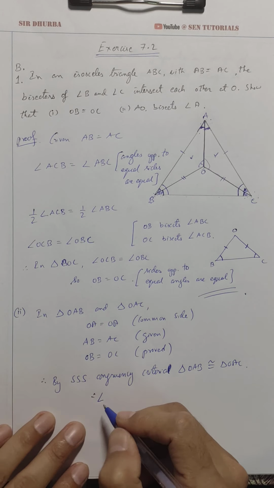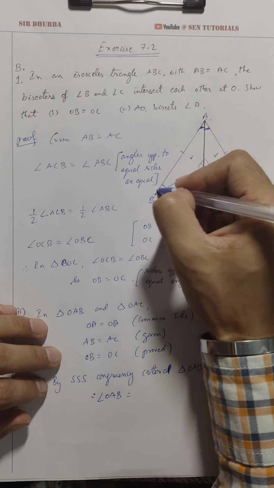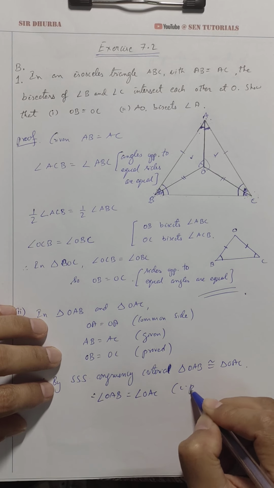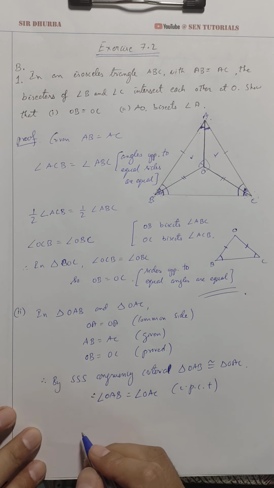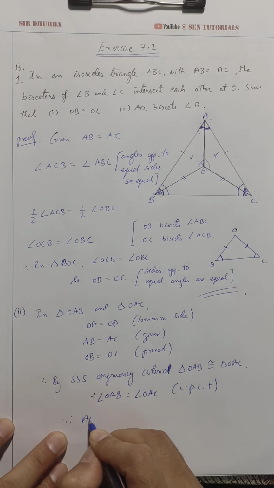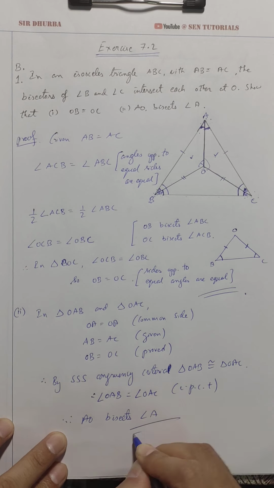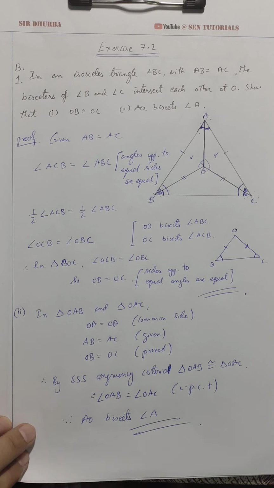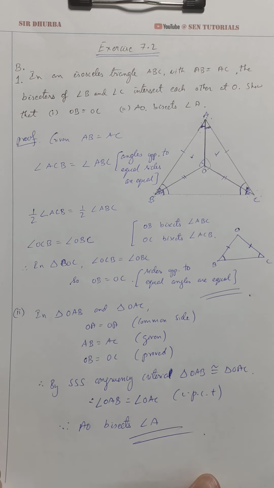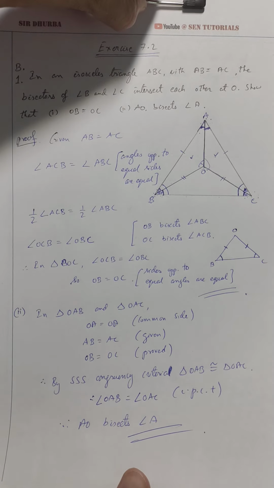So therefore angle OAB is equal to angle OAC. Reason: corresponding parts of congruent triangles. So therefore AO bisects angle A. Alright, that's it. Simple as that. Okay, done. You can pause the video here and note down. Alright, I'll move on to the next question.